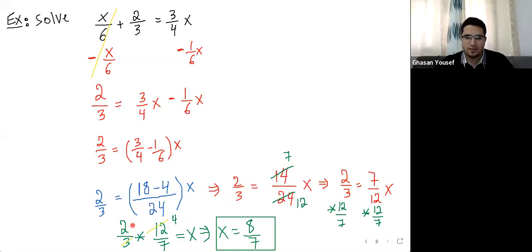Now I multiply both sides by the reciprocal, 12/7. So I get 2/3 times 12/7 equals x. I simplify again, 3 with the 12: 3 becomes 1, the 12 becomes 4. 4 times 2 is 8/7. And this is my final answer.